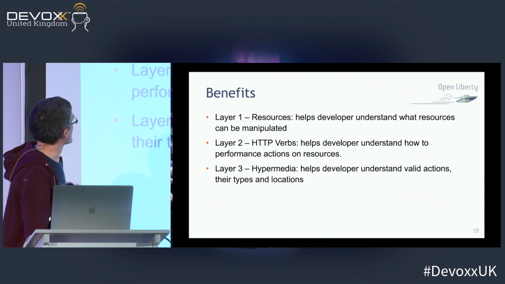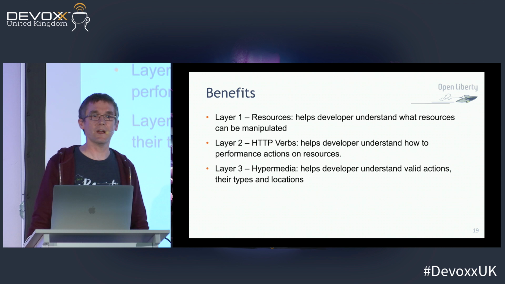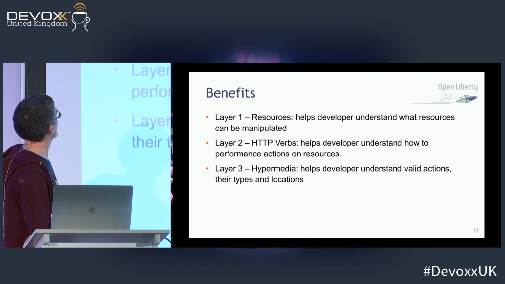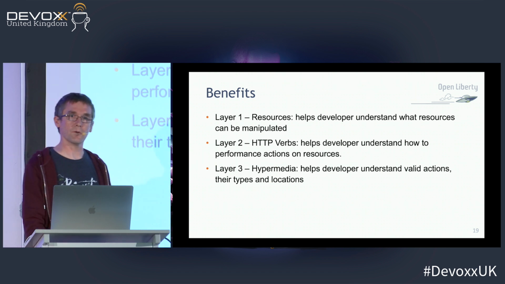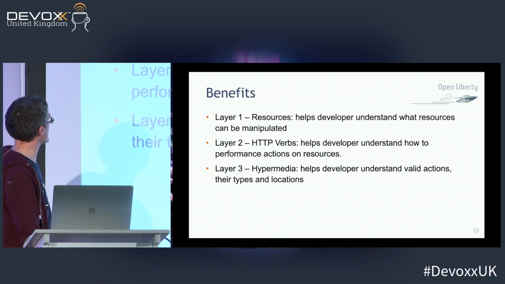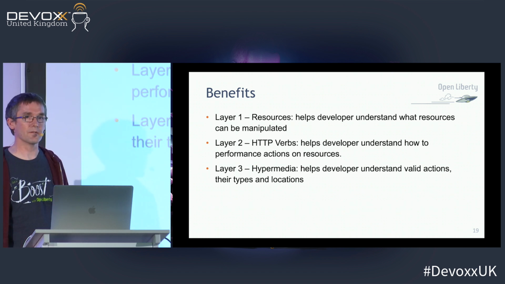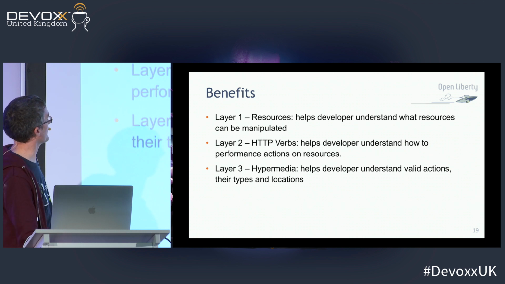Okay, so just a quick summary. Layer 1, you start giving the developer help in terms of resources, understanding what resources are available. Layer 2, you start telling them what the operations are. There's a bit more of a hint about what operations can be performed on the resources. And layer 3 gives you additional state and navigation information about the resources. So all very, very useful.